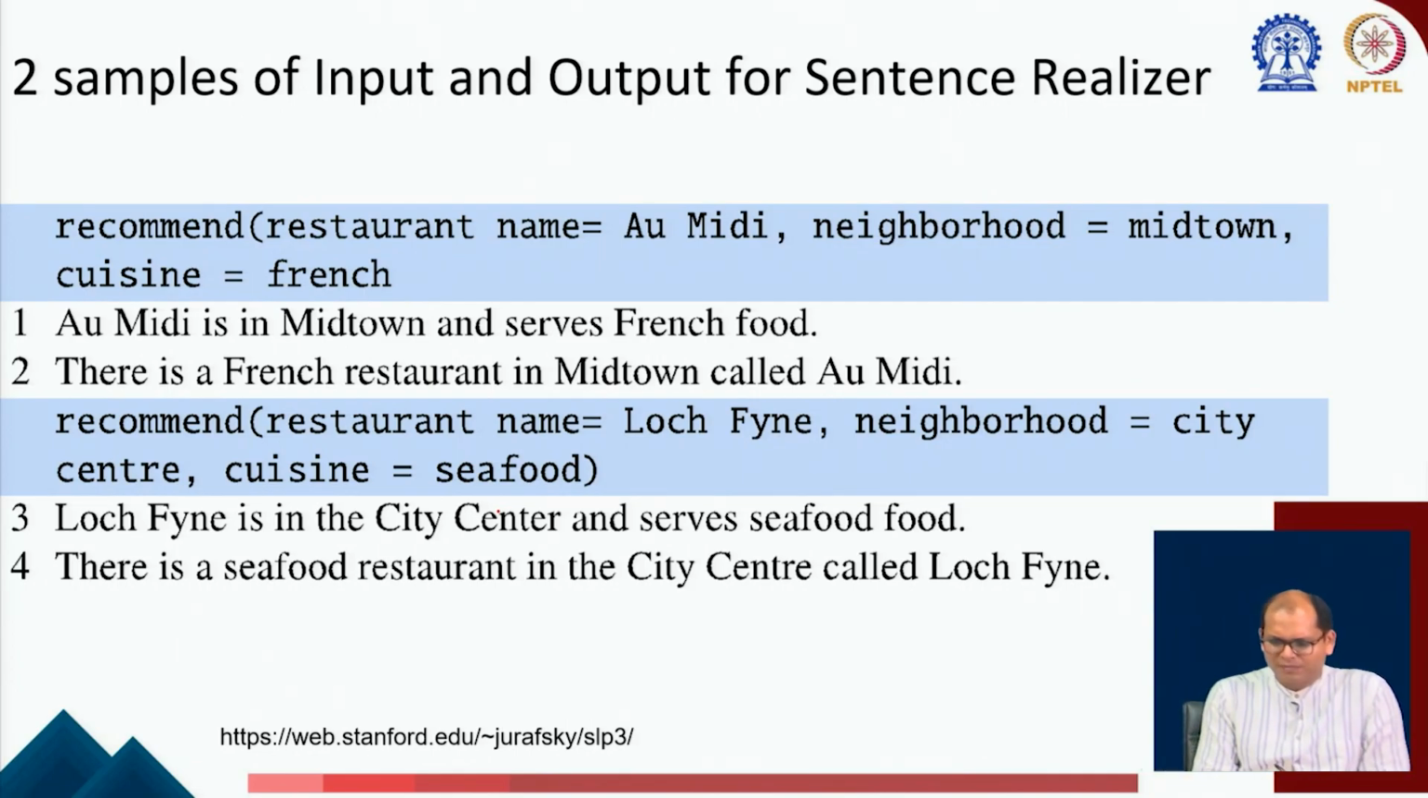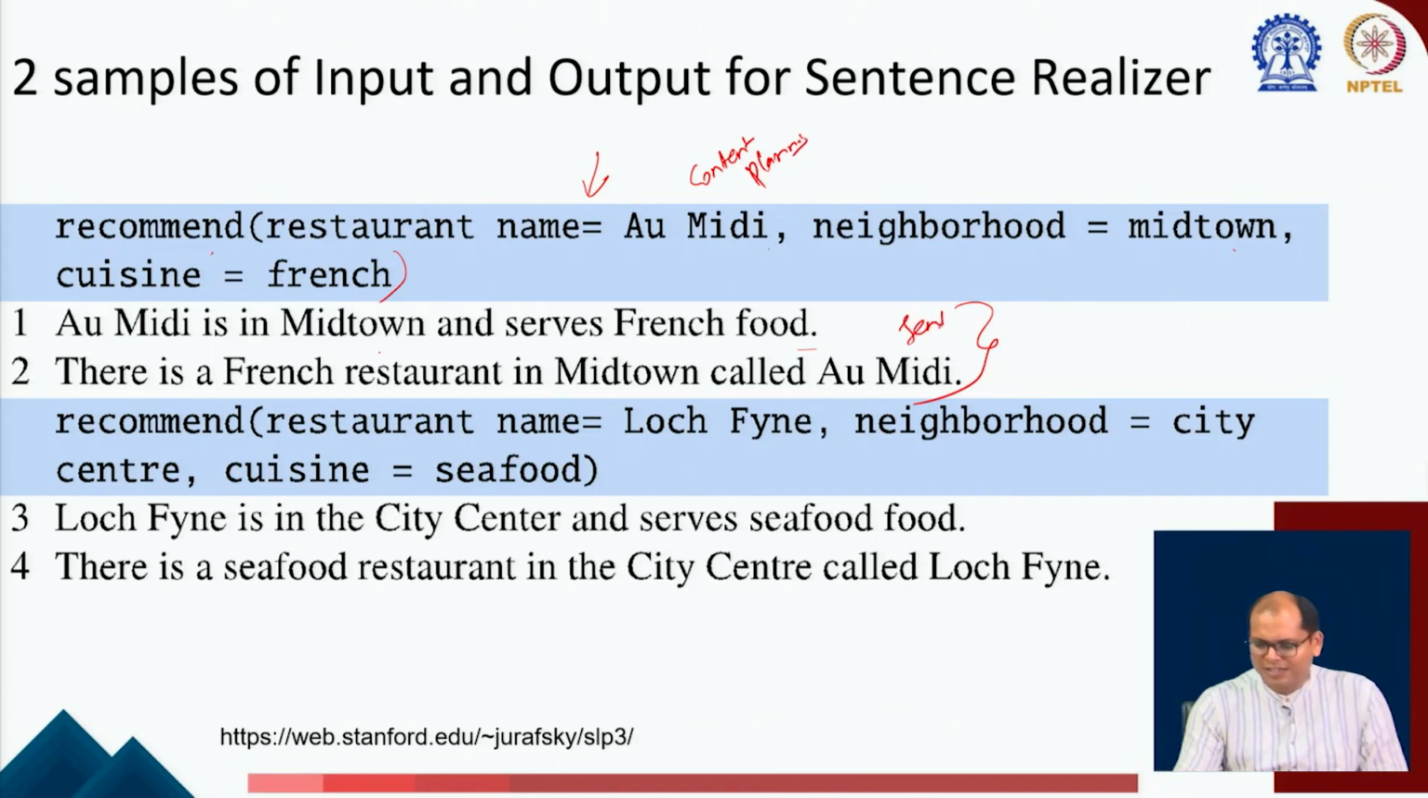Sentence realization. Suppose this is your current content planning that you want to recommend: restaurant name, neighborhood and cuisine. So, this is a sentence you can write: Omidi is in Midtown and serves French food. This is your natural language generation. Or you can say there is a French restaurant in Midtown called Omidi. So, there are two different ways of saying the same thing given this particular content planning. This part is the content planning and this is your sentence realization.